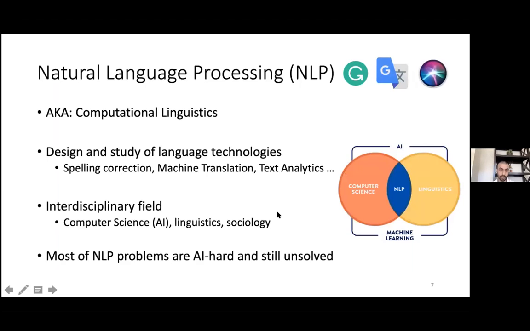And now I'm going to talk about natural language processing. So what is natural language processing? It's also known as computational linguistics. It's the intersection between computer science and linguistics, particularly artificial intelligence. And it aims to study and design language technologies like spelling correction, machine translation, text analytics.